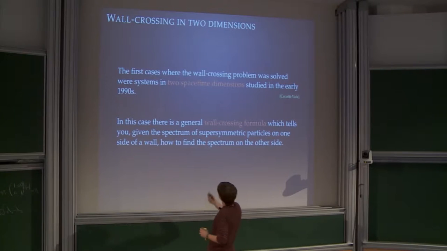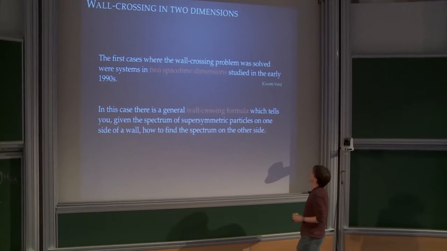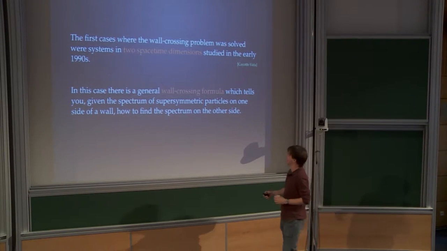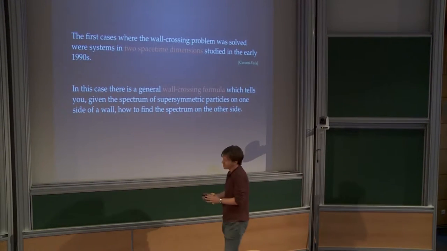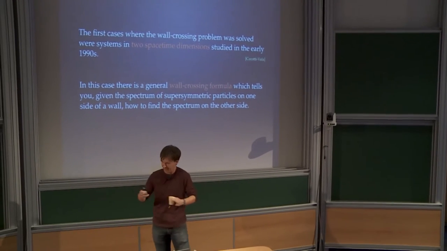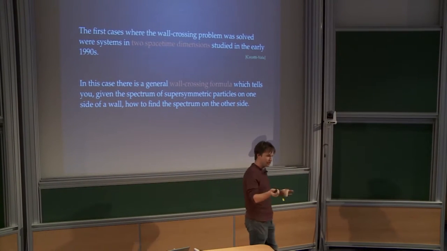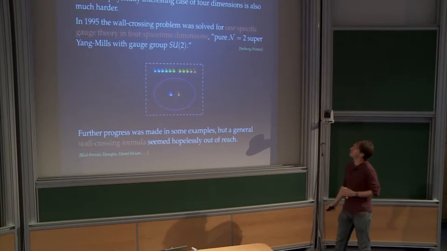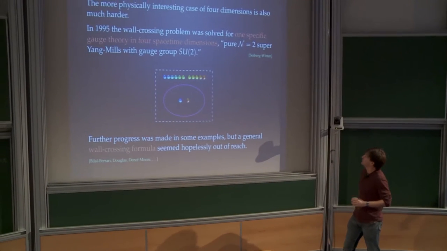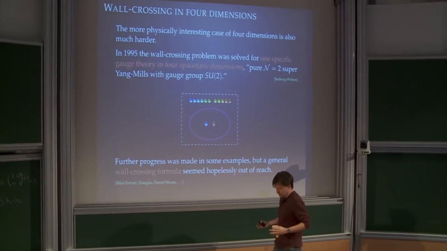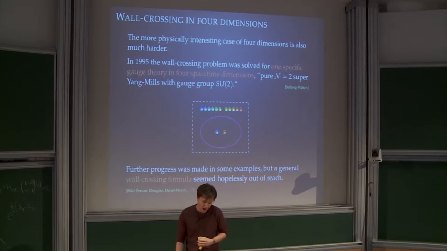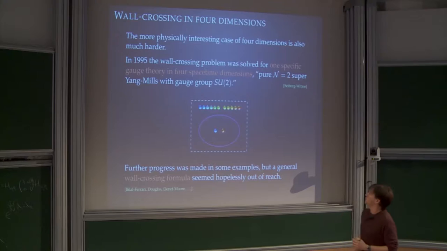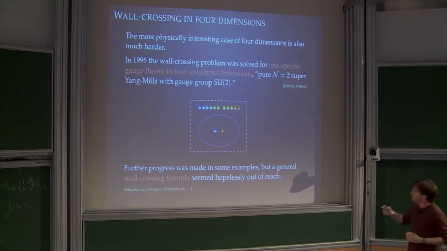The first cases where this problem was solved were systems in just two space-time dimensions. They were studied in the early 1990s by Cecotti and Vafa. In that case, they gave the most perfect possible solution of the problem. They had a formula which tells you, if you know all the particles on one side, what will be the particles on the other side. In four dimensions, which is somehow the more physically interesting case, the problem is much, much harder. It was solved in a few isolated examples.